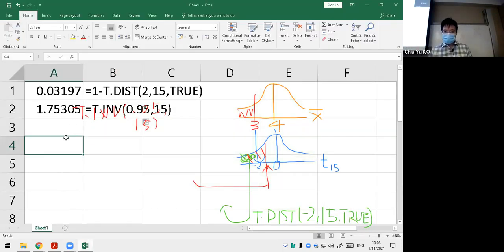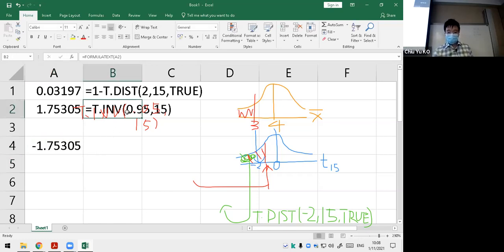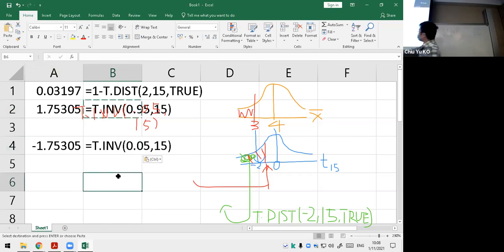So this will be just T.INV because the left-hand side is 5%, and degree of freedom is 15. Okay. So this is exactly what we want, right? Because negative 1.7 is here, negative 2 is here. Negative 2 is beyond the critical value. So you reject it at 5%.